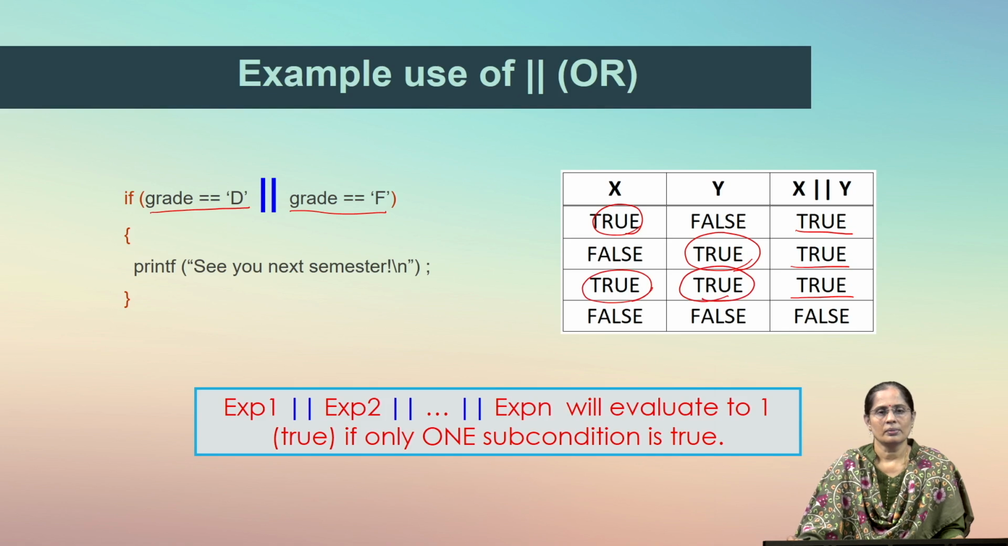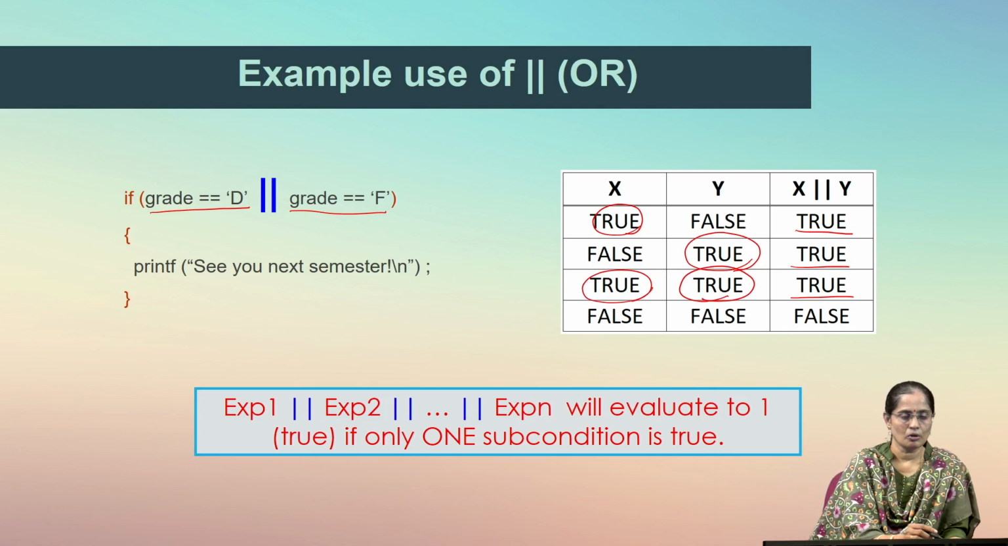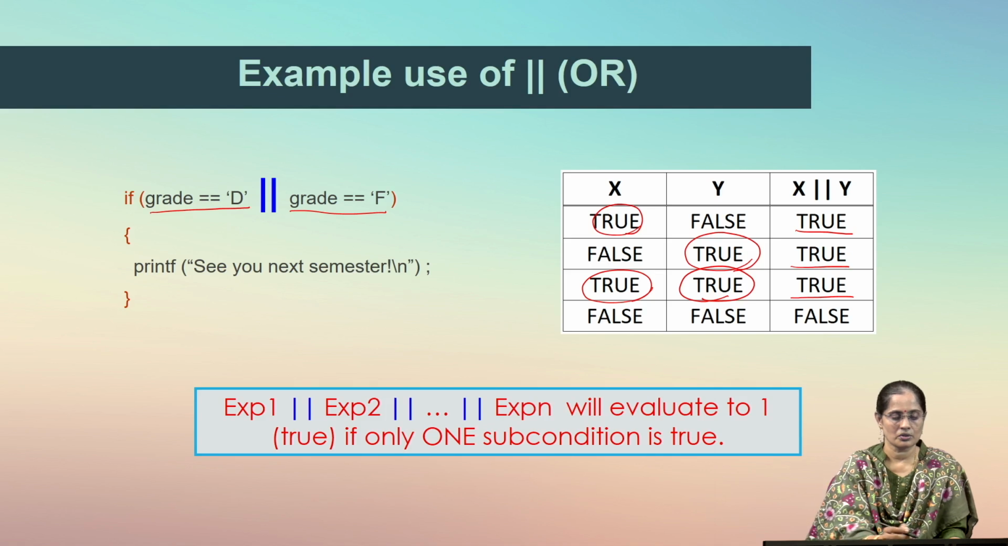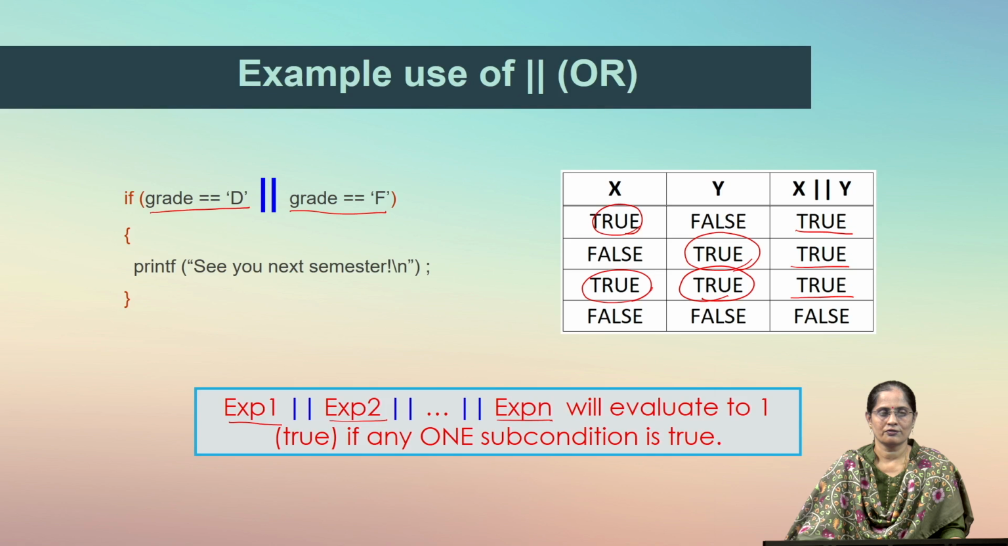So, here we can be very sure that if you apply logical OR to the expressions, expression 1 logical OR expression 2 logical OR and up to expression n will evaluate to 1 if any one condition, any one subcondition, is true. So, this is where we will be able to use the logical OR operation if we want to check the expressions, and if any one of the conditions is true, we want the set of statements to be executed. In that scenario, we will be able to apply the logical OR operator.